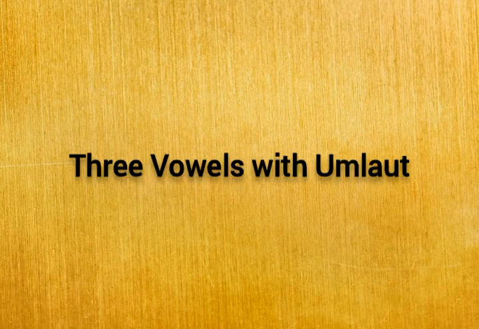Well, here are some extra alphabets in German. Three vowels in German have an umlaut. They are pronounced as ja, wo, you.